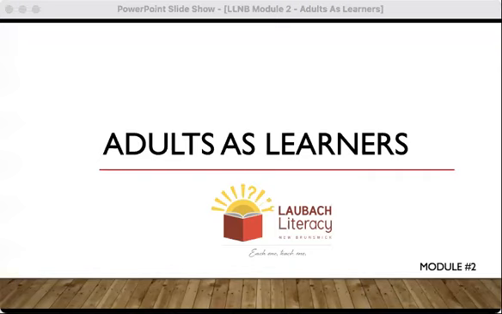Adults as Learners, Module 2. Understanding the characteristics of adult learners, what makes learning happen, and how active learning is developed helps in creating the best learning environment possible. It is important that we see ourselves as learners in order to understand those we work with. Adult learners have varying interests, needs, and life experiences.